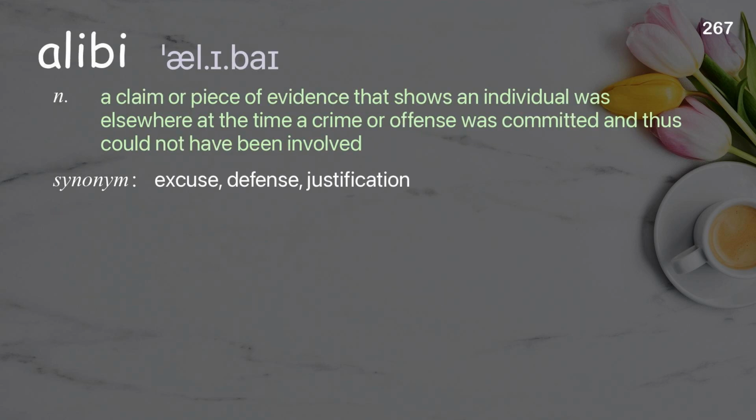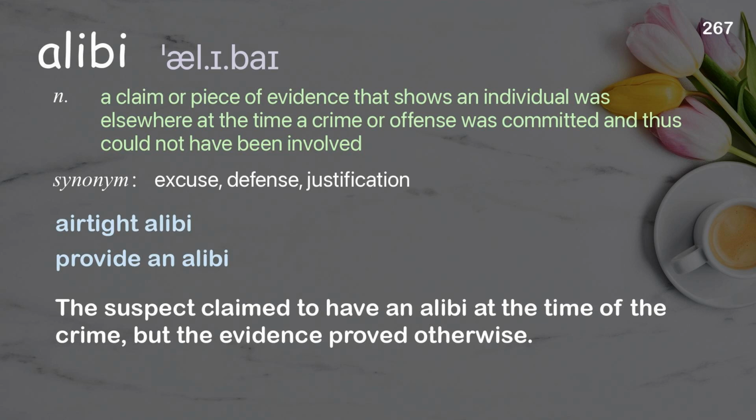Alibi. A claim or piece of evidence that shows an individual was elsewhere at the time a crime or offense was committed and thus could not have been involved. Examples: Airtight alibi. Provide an alibi. The suspect claimed to have an alibi at the time of the crime, but the evidence proved otherwise.